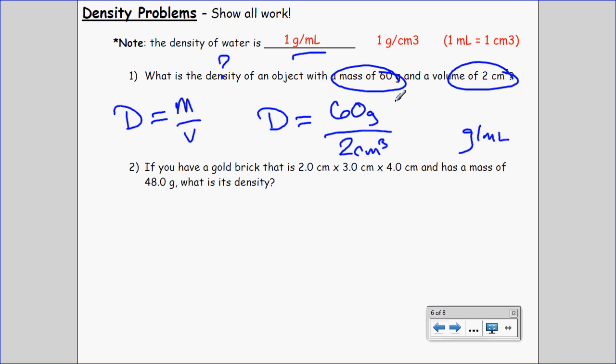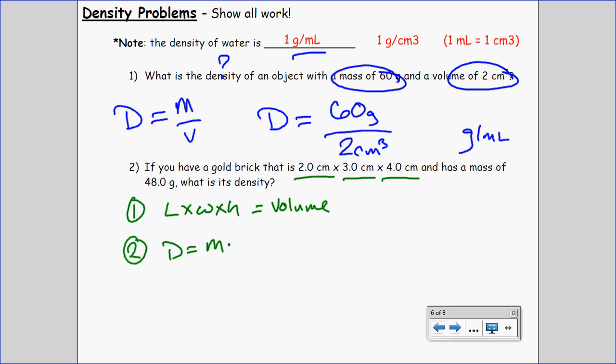For number 2, you're going to have a couple of extra steps to solve. You're given a gold brick that has regular dimensions. It looks like it's probably a rectangle of some sort. So you're going to have to first find its volume given length, width, and height. Step 1, apply the length times width times height formula to get the volume. Step 2, apply the density formula. Density equals mass divided by volume.